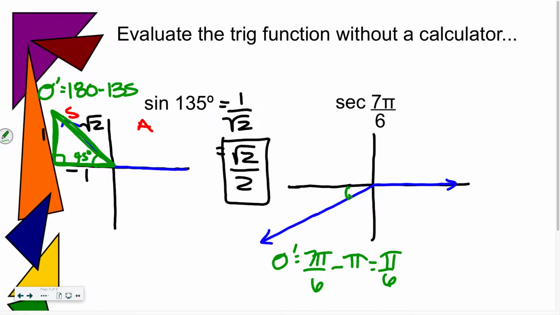So I always remember pi over 6 is not 60, and pi over 3 is not 30. They mismatch. So this is our pi over 6. I'm going to go ahead and mark it as pi over 6. If you call it 30, that's fine. It's the same thing.